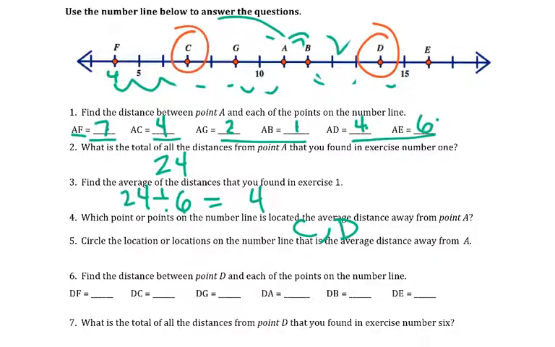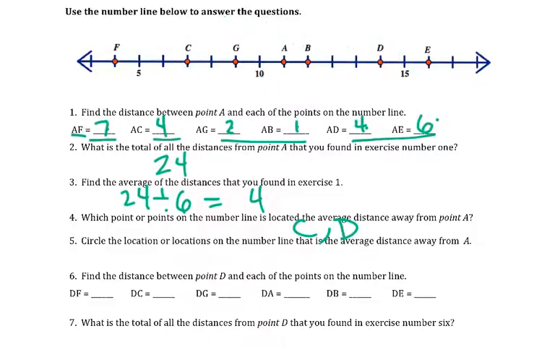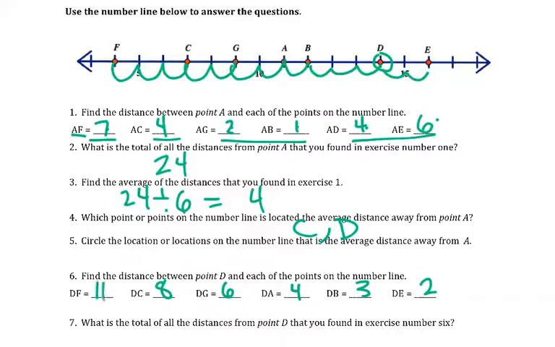Okay, now it says find the distance between point D. So let's clear that off now. So now we're looking at D. So E is 2, DE, so that'd be 2. 1, 2, 3. DB is 3. DA would be 4. DG, 5, 6, 7, 8. And DF, 9, 10, 11.